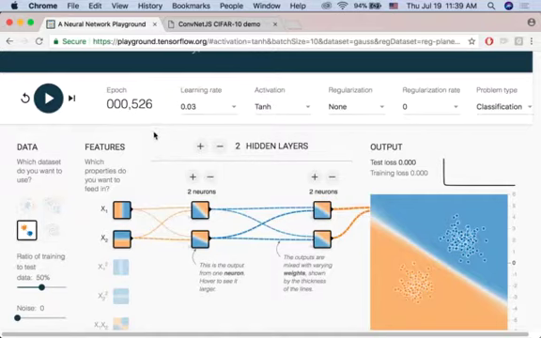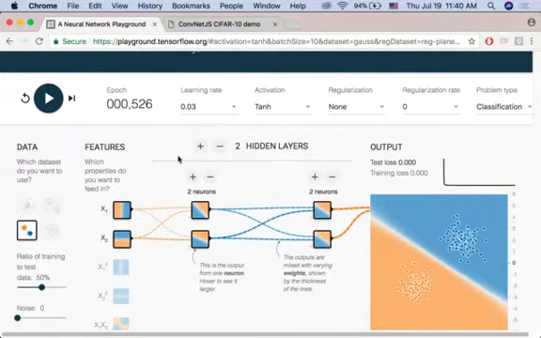Epochs. An epoch is one full pass through your data. So if the data had, let's say, 1,000 points and your batch size was 10, and you were sequentially going through the data, then in 100 iterations you will complete one epoch. An epoch is one complete pass through the data.